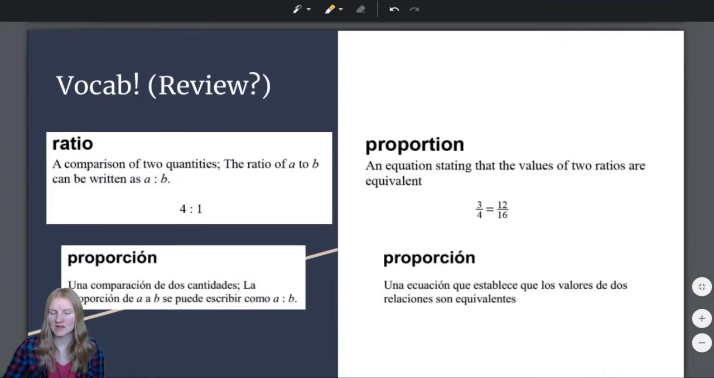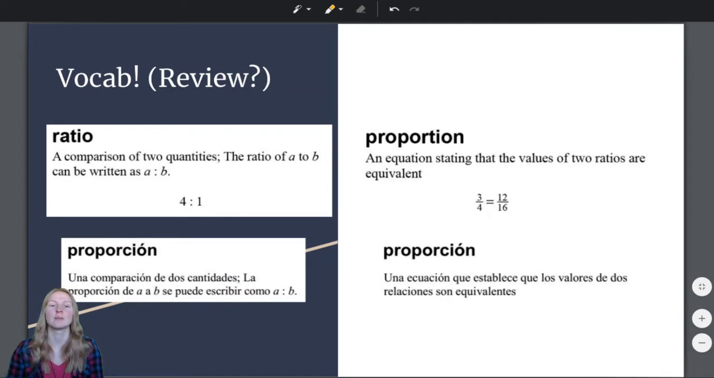Okay, so next we're going to move on to some vocab, which I put review question mark. I'm not 100% sure if these words will be review for you, but after we go over these words, I'm going to show you an example. I think they're review, but I put a question mark because you never know, and it's okay if it's not review. If you don't remember this stuff, that's okay. We're going to talk about it now.